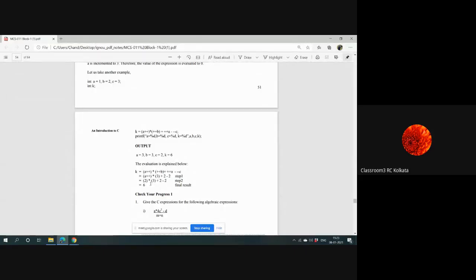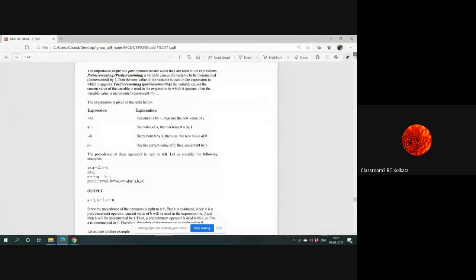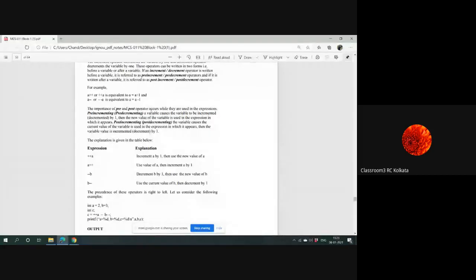ম্যাম প্লাস প্লাসটাকে 2 করে দিল যে। সেটাই তো ভাবছি, আগে বসানোর কথা ছিল। রাইট থেকে রাইট টু লেফটে নিয়ে দিবি। অ্যাসোসিয়েটিভিটি আছে মনে হচ্ছে, দাঁড়াও এক সেকেন্ড। সিন্স দ্য প্রিসিডেন্স অফ দ্য অপারেটর ইজ রাইট টু লেফট, মানে তোমাকে এদিক থেকে আসতে হবে। এটা থিওরিটা ভুলে গেছিলাম. The importance of pre and post operator occurs while they are used in expressions. A variable causes the variable to be incremented by 1, then the ওইটাই বলেছে। এগুলো এক্সপ্রেশনস হলো, এগুলো বুঝিয়েছি। The precedence of these operators is right to left.